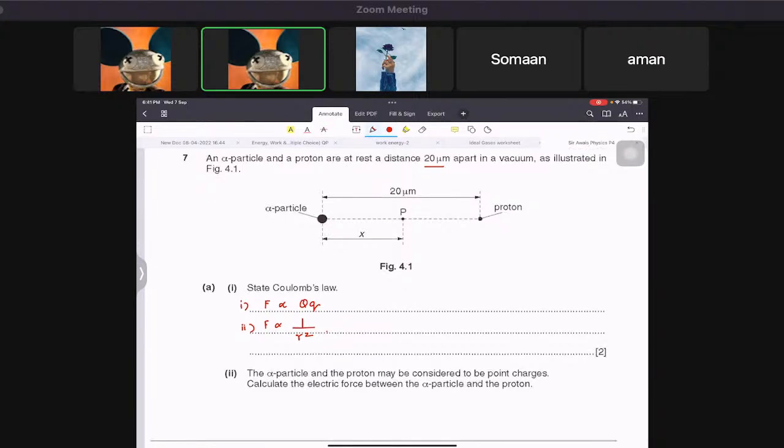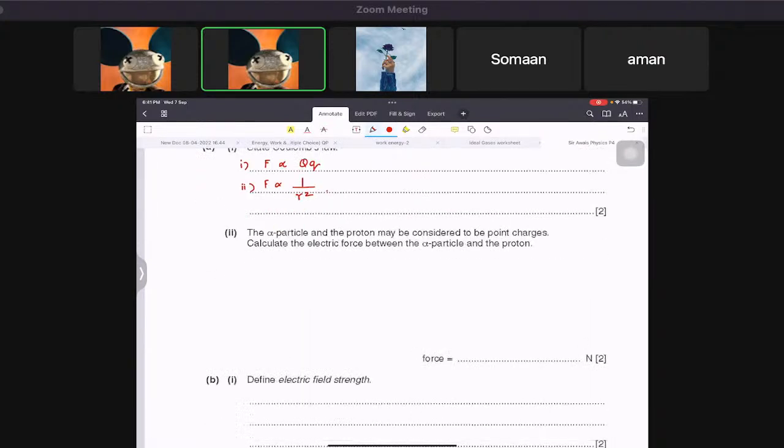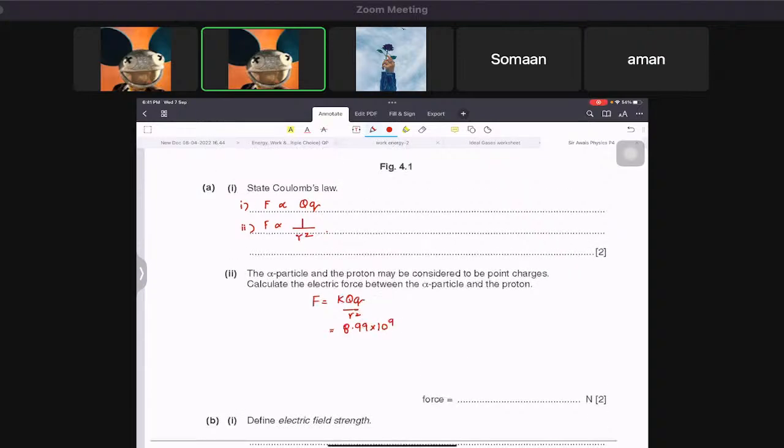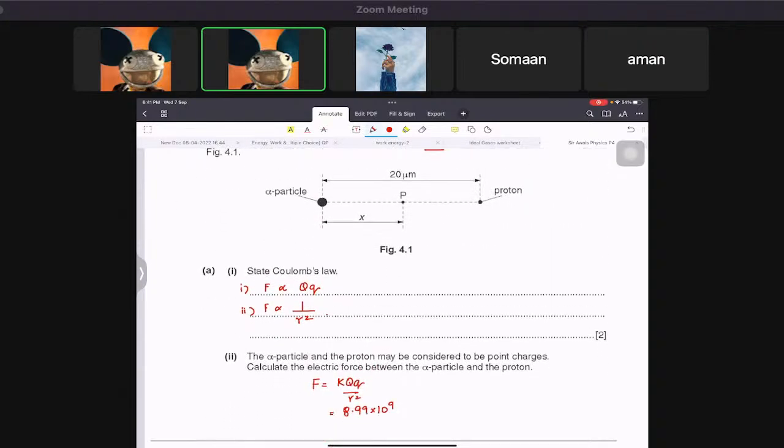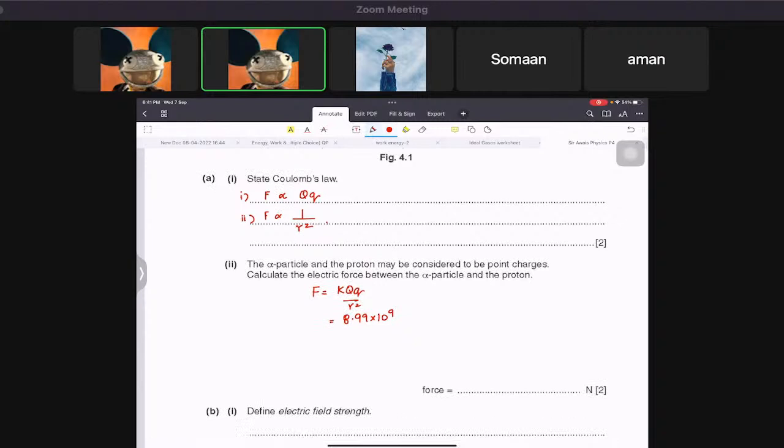Then it says the alpha particle and the proton may be considered to be point charges. Calculate the electric force between them. This is pretty simple. You just need to do F equals kQq over r squared. Now k in here would be 8.99 times 10 raised to 9. By the way, alpha particle, you should remember, it's basically knowledge from AS, is a helium nucleus, and helium nucleus is 4 and 2. And a proton is basically 1 and 1.